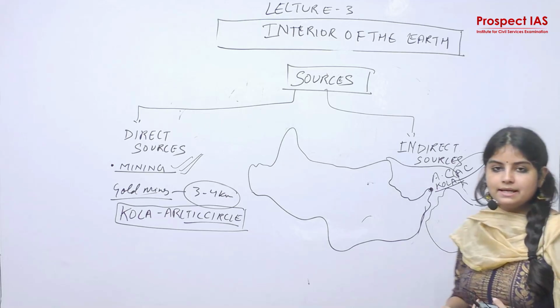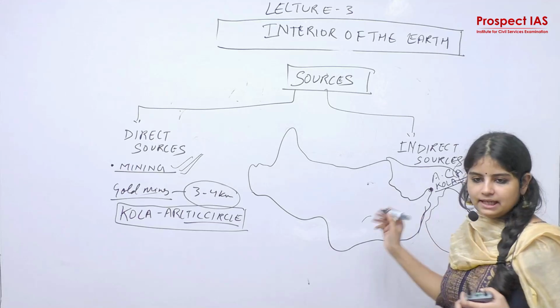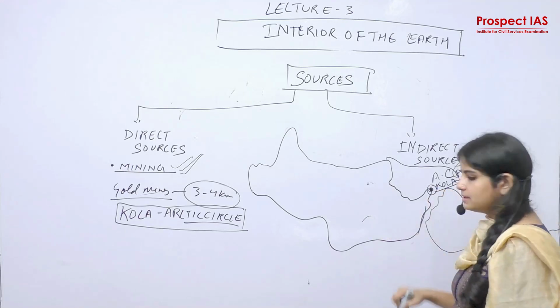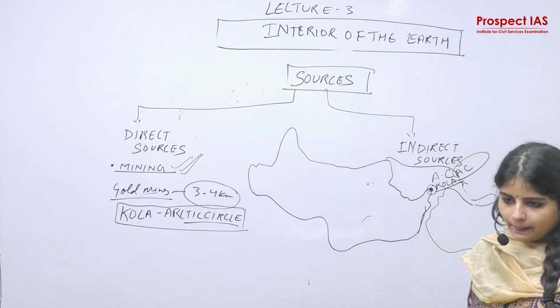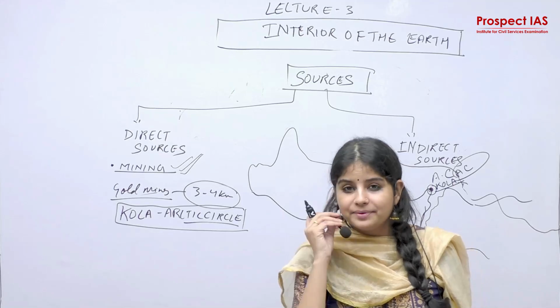Once we are going to study the Earth's crust, we will know its layers. Why is the deep drilling project going just beside the Arctic Circle on the oceanic belt? Because, what happens?